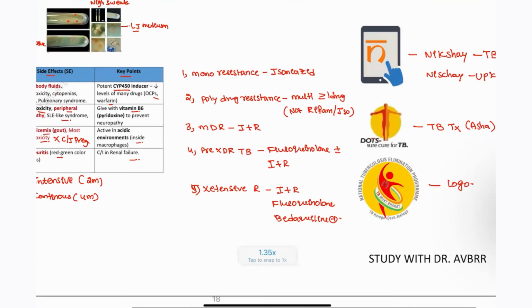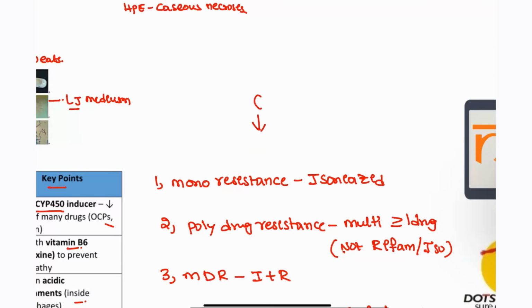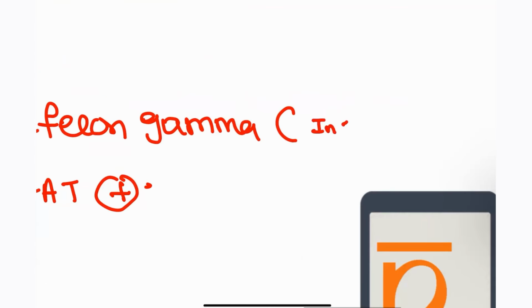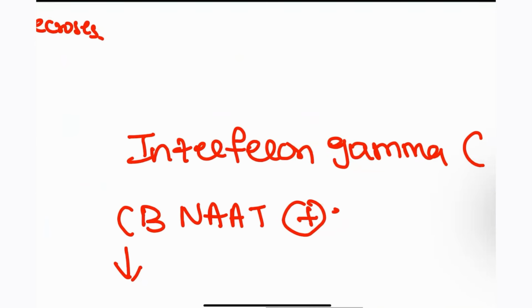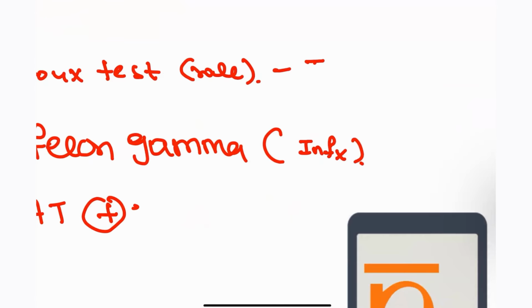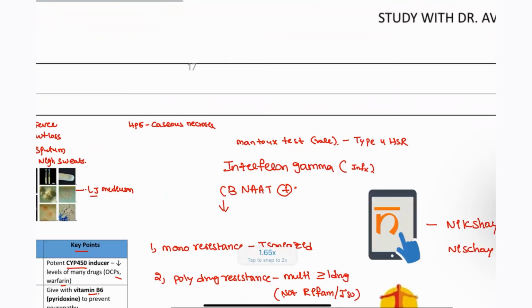Right? How can we know the resistance? The best test for this patient is CBNAAT. CBNAAT should be ordered for every sputum sample that you are going to order for this patient. Next, interferon gamma. Interferon gamma is going to decide whether the infection is present. Next, another test we also do, right? Mantoux test. This is very rarely done nowadays because it is positive in every patient also. And the Mantoux test is a type 4 hypersensitivity reaction. These are the important points of TB.